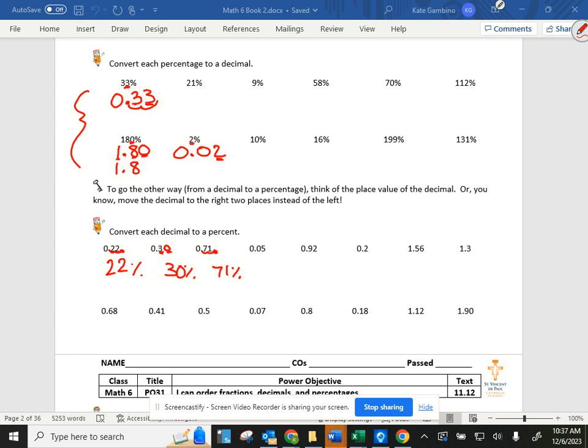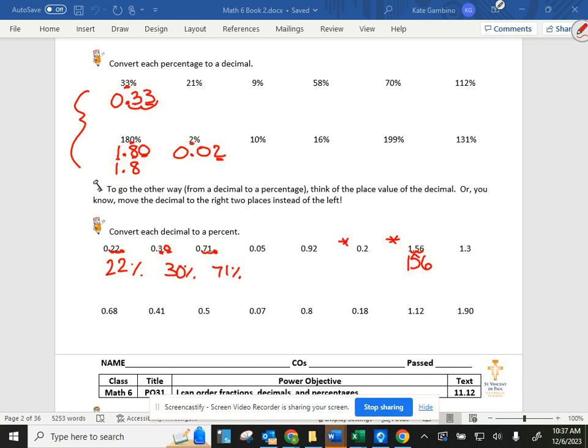So let's skip down here to 1.56. What percentage would that be? Think about what I said. Move that decimal place over two places. What would that be, Connor? 156%, because I'm moving that decimal place over two places. If you have a number in the ones place, it is going to be bigger than 100%.